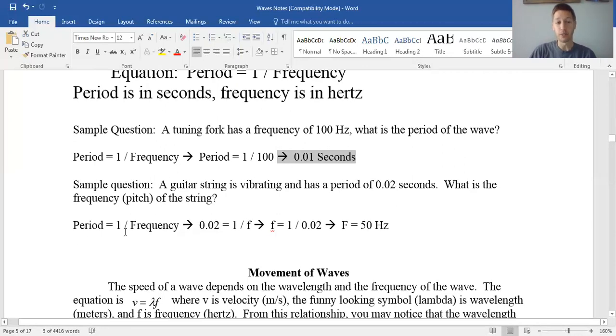Same equation, period equals 1 over the frequency. This time we have the period. So 0.02 equals 1 over f. We've got to rearrange for the frequency. So we're going to take 1 divided by 0.02 and bring the f back up on top. So that means the frequency is 50 hertz, 50 times per second. That wave is going to go down and back.